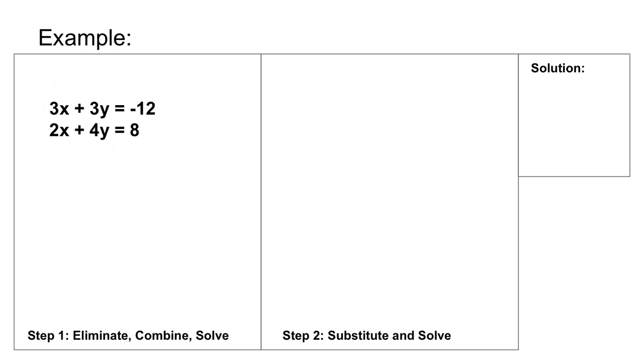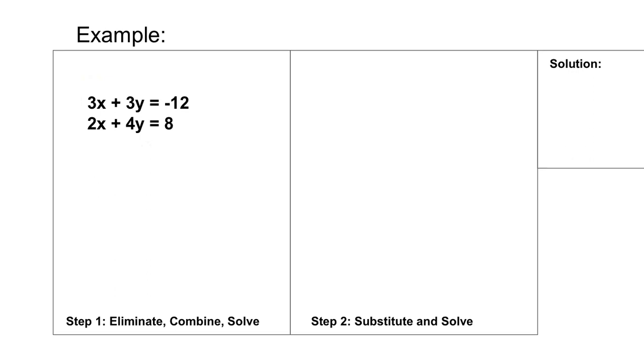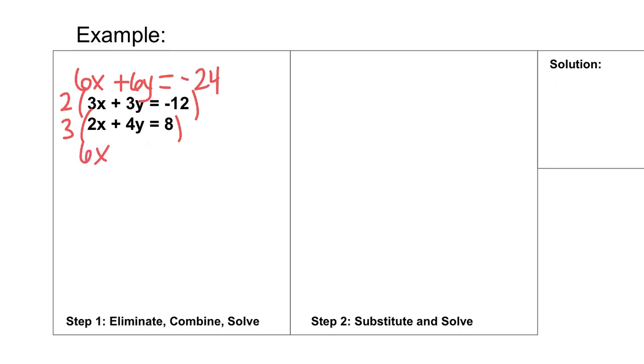Let me put a different color here. So if I want to make them both into 6's, 3 times 2 is 6, 2 times 3 is 6. So I'm going to distribute that 2 across that whole top equation to make a new equation. 6x, 2 times 3 is 6y, 2 times negative 12 is negative 24. And same thing on the bottom. 3 times 2 is 6x, 3 times 4 is 12y, 3 times 8 is 24.